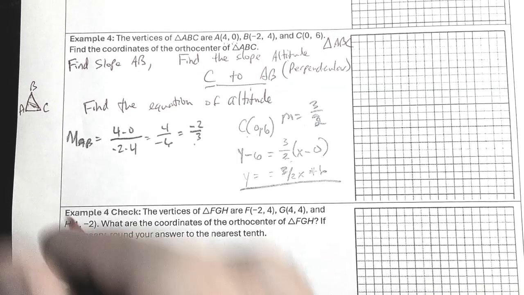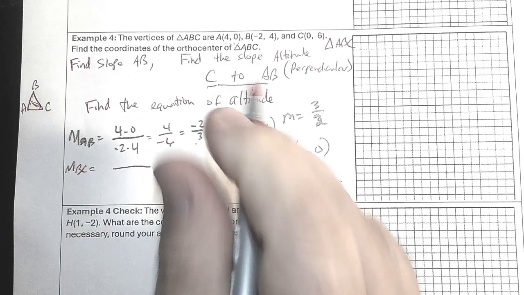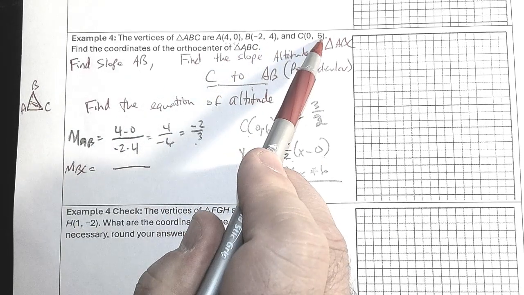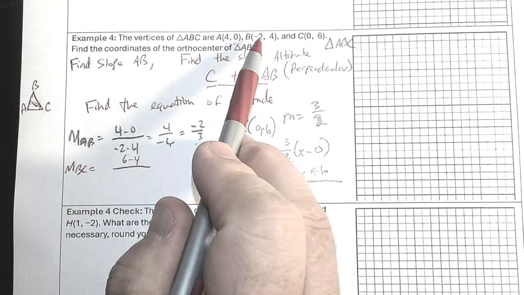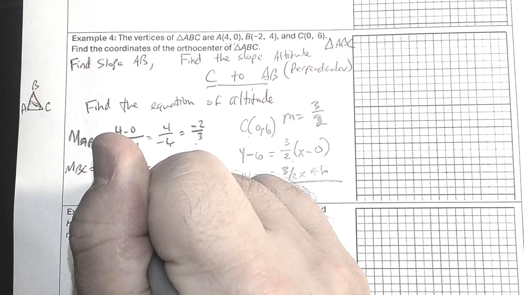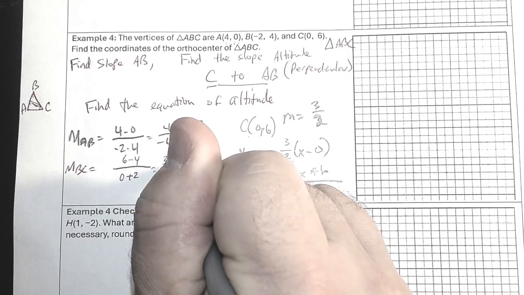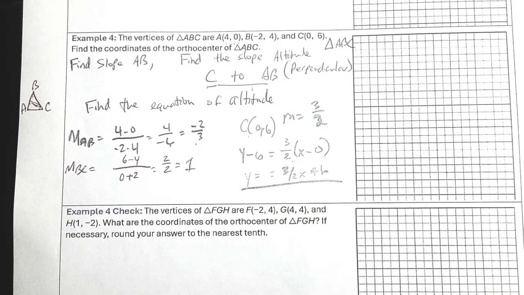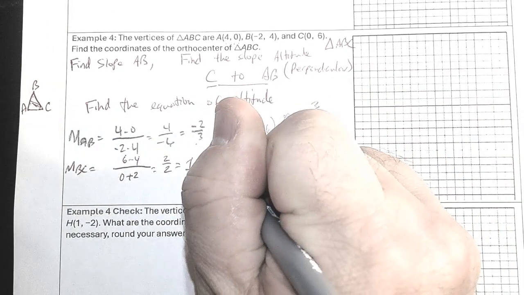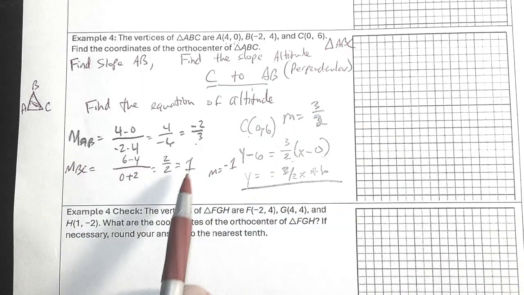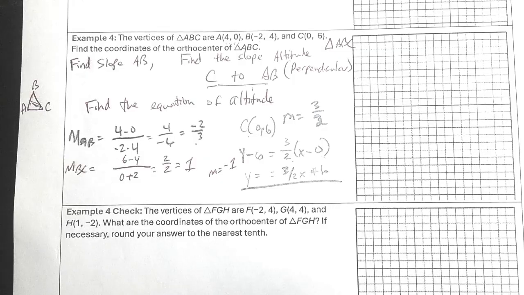So this will be the slope of BC. All right, BC, so it's 6 minus 4 on top and 0 plus 2 on the bottom, because that's minus negative 2. All right, so that's going to be 2 over 2, which is the same as 1, right? So our slope for our altitude is going to be negative 1, because it's the opposite reciprocal. 1 over 1, this would just be negative 1 over 1, which is also negative 1.